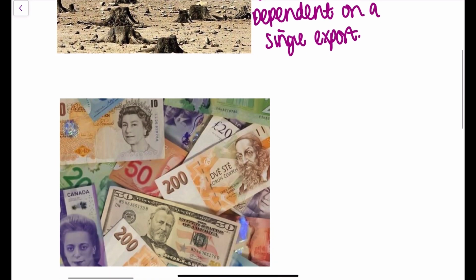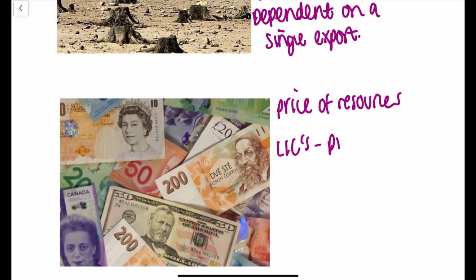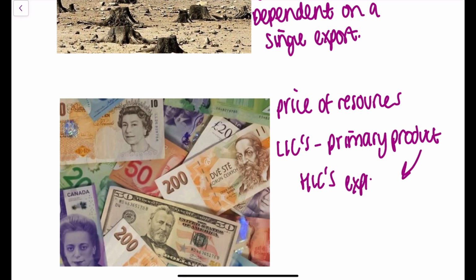In addition to this, world trade is between richer countries, HICs, which makes them very powerful. So it's difficult for LICs to negotiate a good price for their raw materials, as the HICs want to pay as little as possible. And this is because the LICs usually export primary products, such as farming products and minerals, which they sell to HICs at a low price.